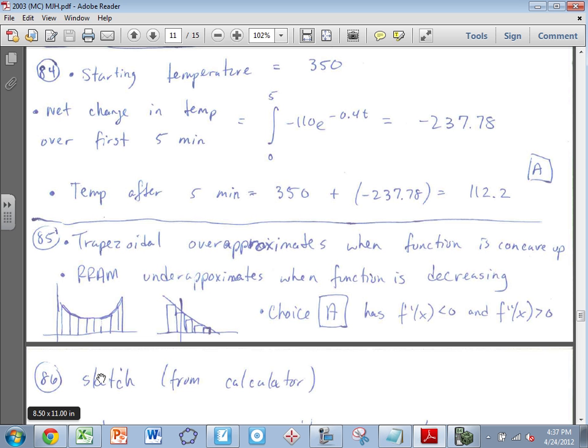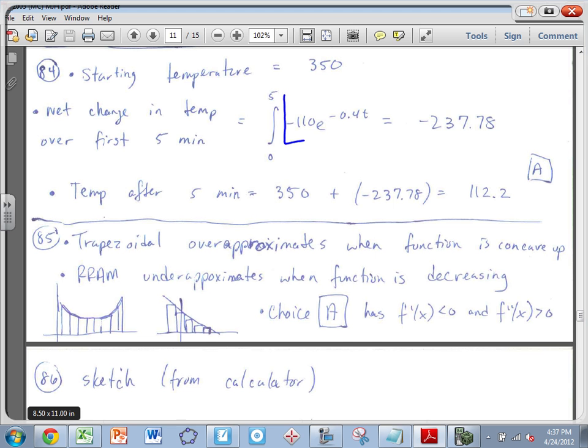So after 5 minutes, I want to see how much this changes by. So take a look at my function here. This is the derivative in the blue box there. If I integrate the derivative, it'll tell me the overall change.